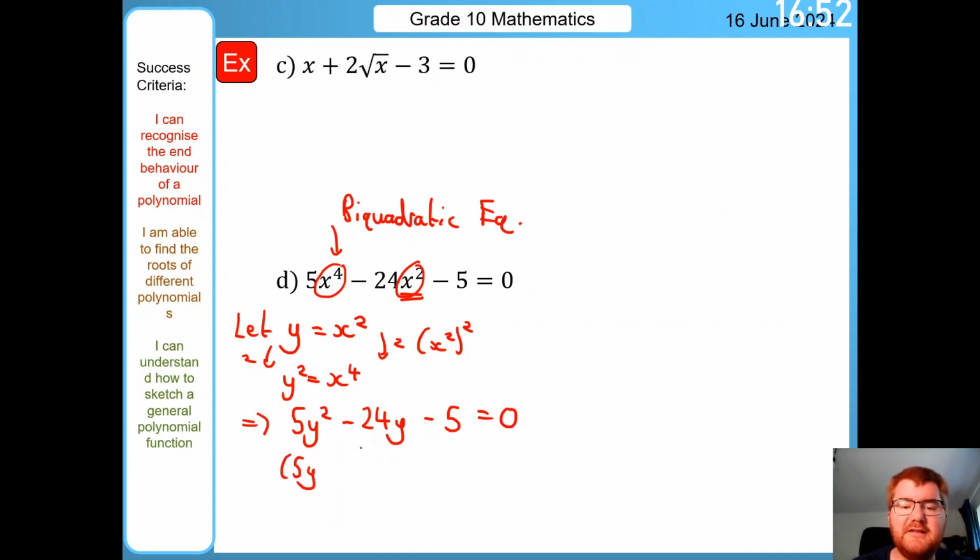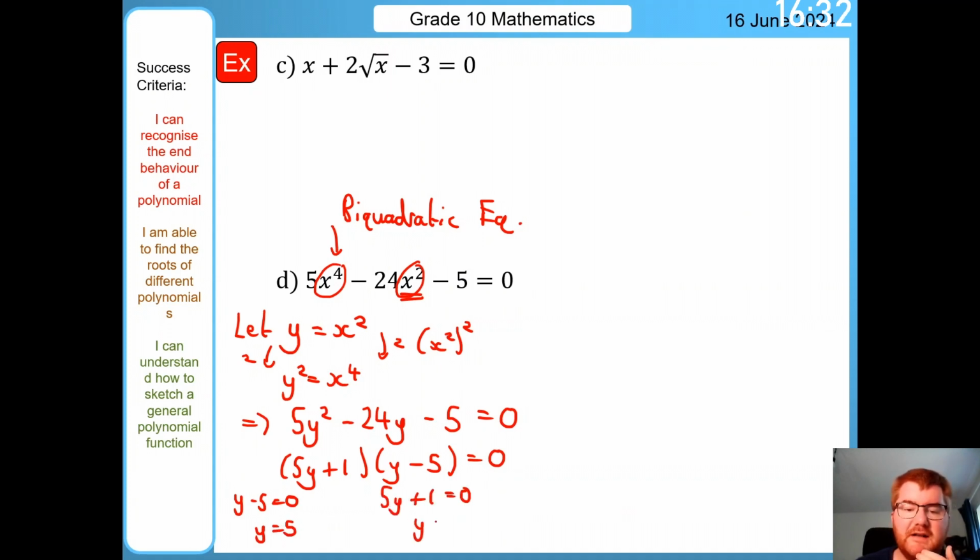Now I generally like to factorize when possible. It makes your life a lot easier. And with a little bit of thought, we can actually work out these brackets. The quadratic formula is absolutely fine here. So that means either y minus 5 is 0, therefore y is 5, or 5y plus 1 is 0, therefore y is equal to minus 0.2, or minus 1 over 5.